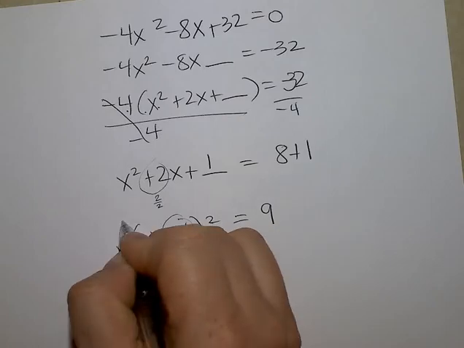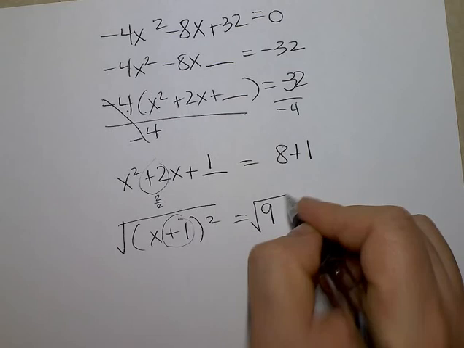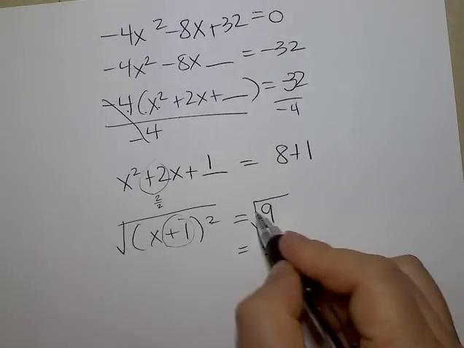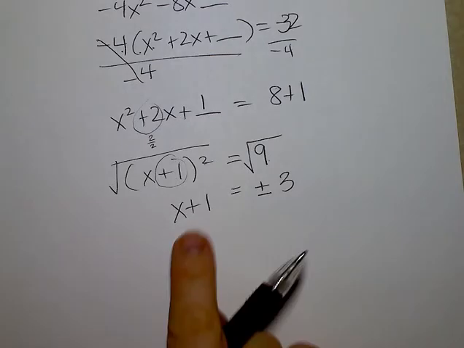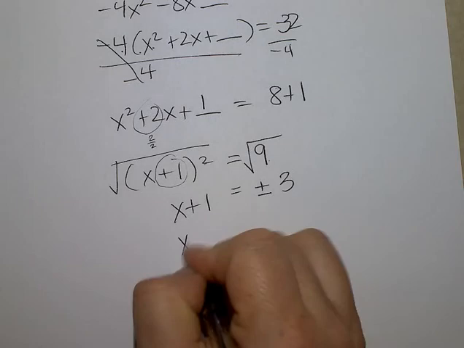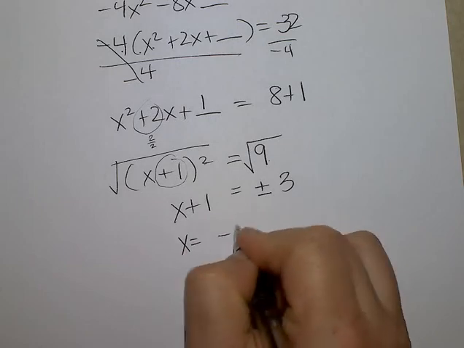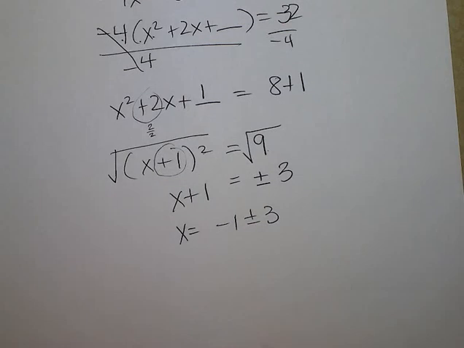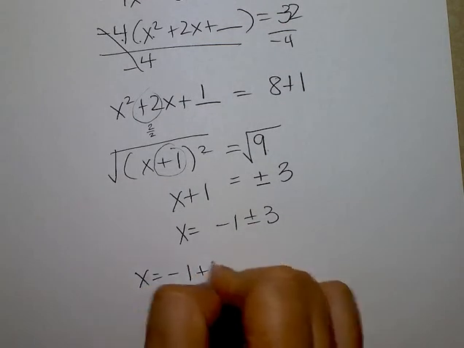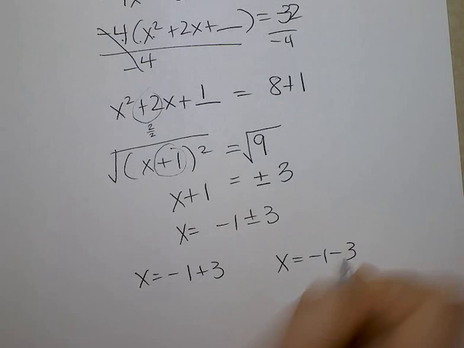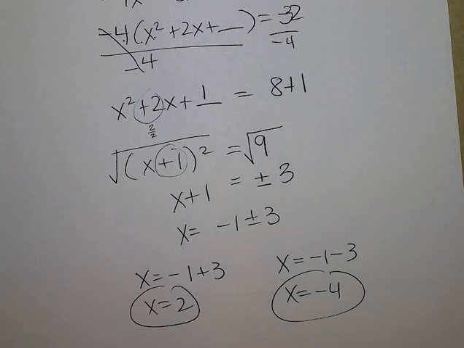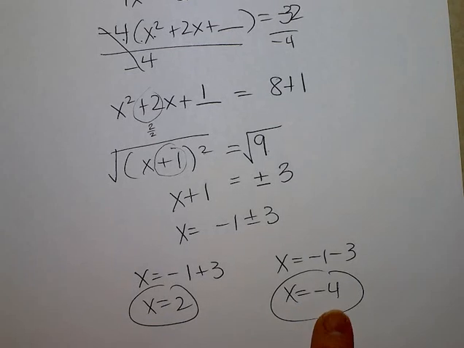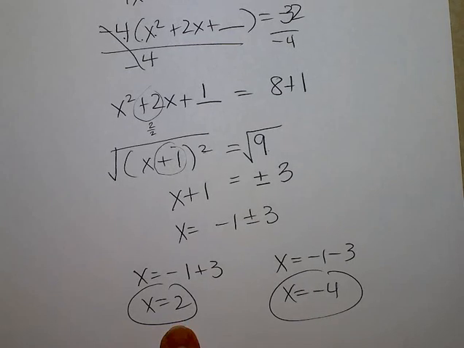To remove the square, I'm going to square root both sides, recognizing there will be two answers. The square root of 9 is 3. Now I'm going to move the 1 over. It was positive. When it goes over, it becomes negative, and it goes in front of the plus or minus. One time I'll add, and the second time I will subtract. These are the exact same answers we received when we used factored form and it revealed the x-intercepts were (2, 0) and (negative 4, 0).